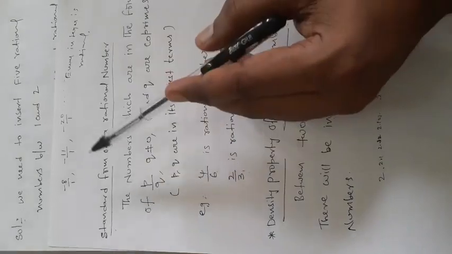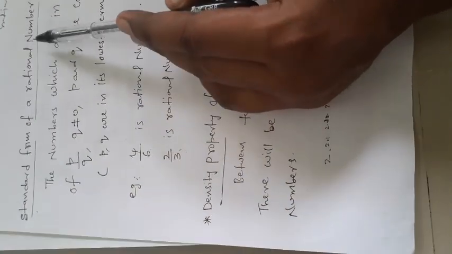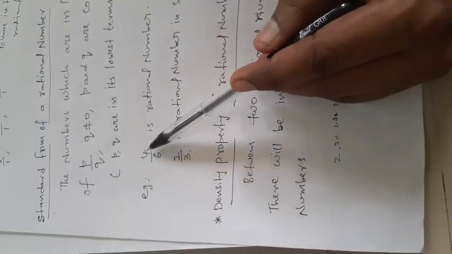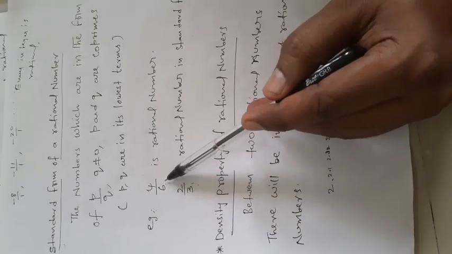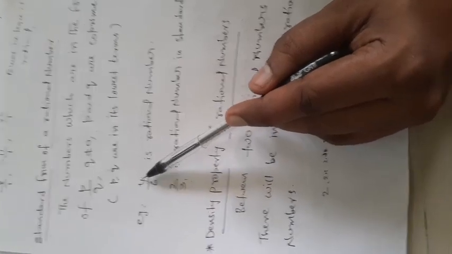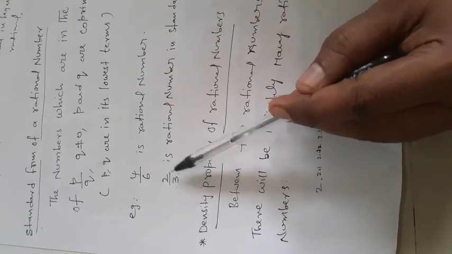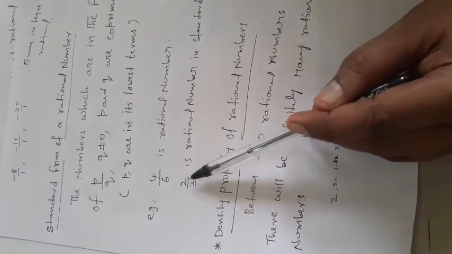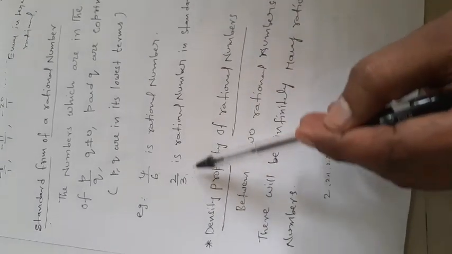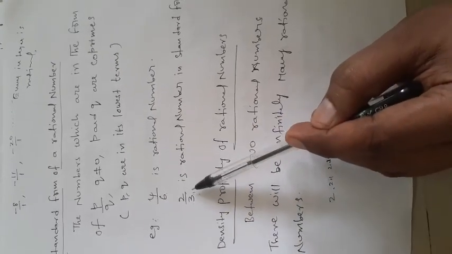Now we just learned about rational numbers. Let us see the standard form of a rational number. What is meant by a rational number in standard form? Suppose 4 by 6, which is in the form of p by q with q not equal to 0. But if you observe 4 by 6, we can reduce it to its lowest terms. 2 twos are 4, 2 threes are 6, so it becomes 2 by 3. Further we cannot reduce this one. This 2 by 3 is the rational number in standard form. But 4 by 6 is not in the standard form, it is just a rational number.